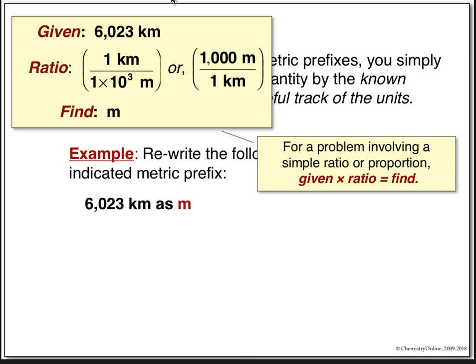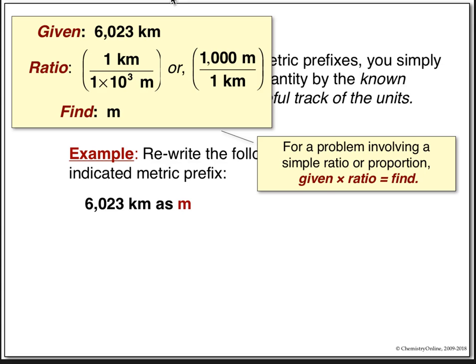So here are a couple ratios. They relate kilometers and meters. Remember, kilo is 10 to the third or 1,000. So 1 kilometer, 10 to the third meters, or you could just say 1,000 meters. Same thing. Which ratio do you pick? Units of given are kilometers, so that has to be in our denominator.